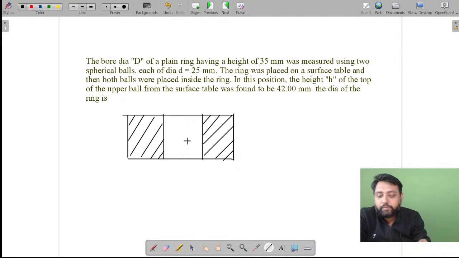And here we have, they said the bore diameter of a plain ring, this means they are saying about this diameter D, having a height of 35 mm was measured. This is the diameter D, and this height is 35 mm.